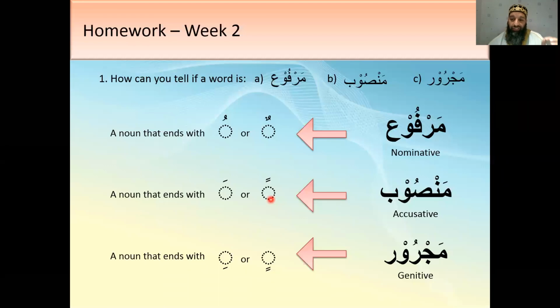And how can we tell if a word is majroor? It ends in a kasra, it ends in a double kasra, it ends in zair or two zairs. So masjidin, for example, is majroor. Everybody happy with that? It was just information to learn. You might wonder why we're learning this, but then inshallah we need this information so that we can come lesson 5 or something, we're going to use it then, but we just need to learn this for the time being.